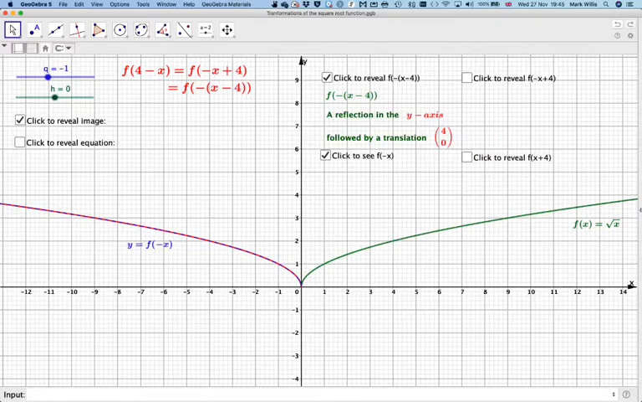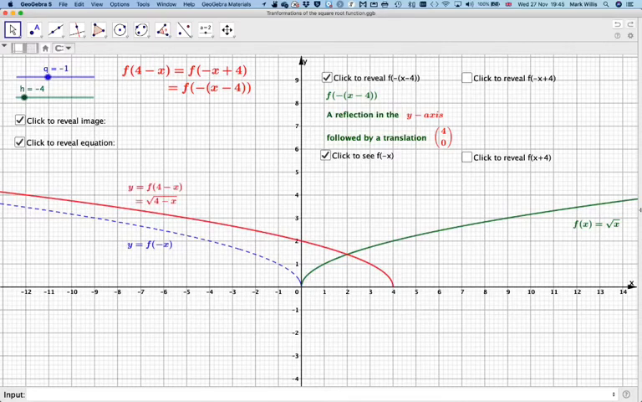This seems a bit strange. We're going to actually move h this way, and you can see the curve now being translated 4 units this way, and this is the actual equation. So we've got y is equal to f of 4 minus x, which is the square root of 4 minus x. That's its equation. So that's if we use this one here.